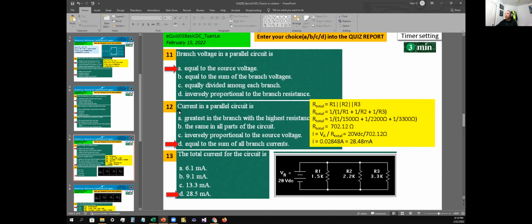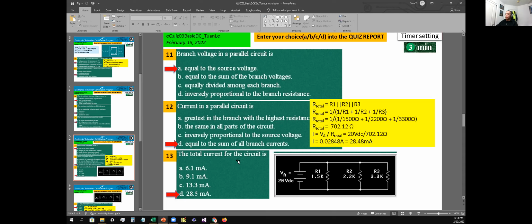Okay, number 12. Current in a parallel circuit is equal to the sum of all branch circuit currents. So you got current going down this way, current down this way, current down this way. So if you add them all together, it would equal your total current available for this circuit. So the answer is D as in David for number 12.